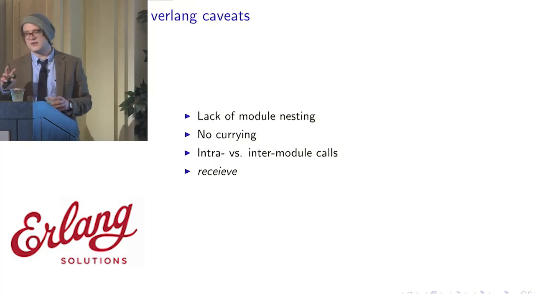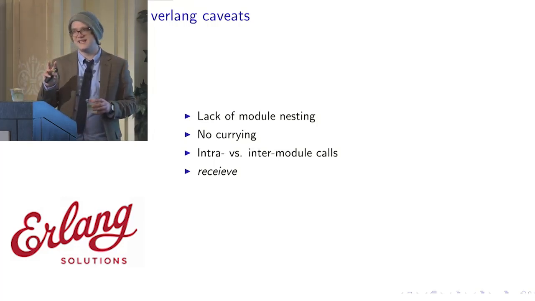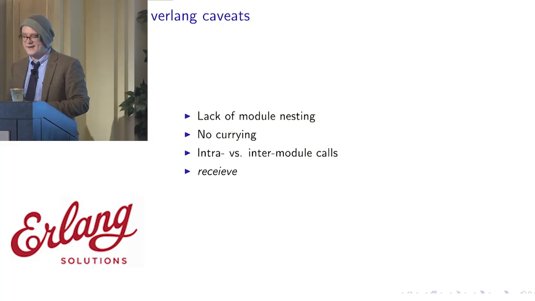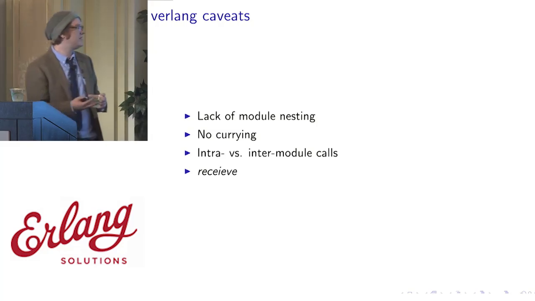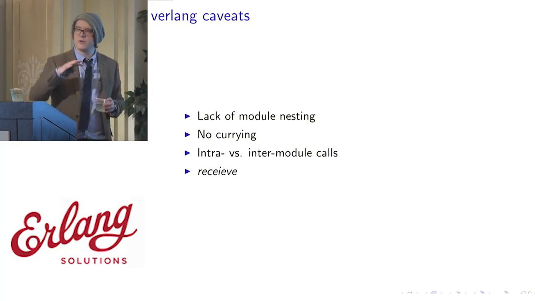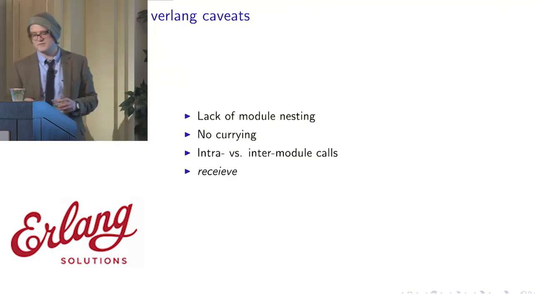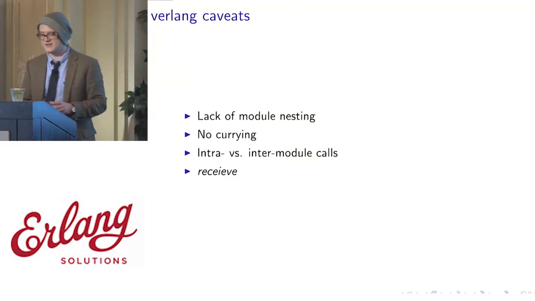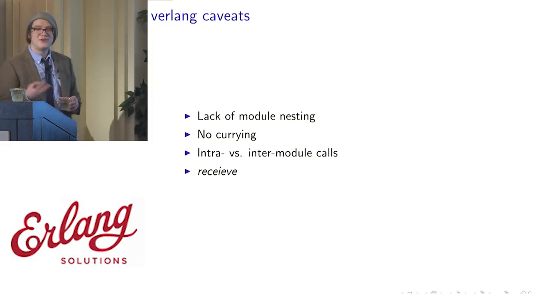So core Erlang has a way to distinguish intra versus inter-module calls through call versus apply. We don't have that concept here, especially because of the weird way namespacing happens. So you can easily work around this by just fully qualifying all the calls and treating every call as an inter-module call. Finally, there's no receive primitive, right?